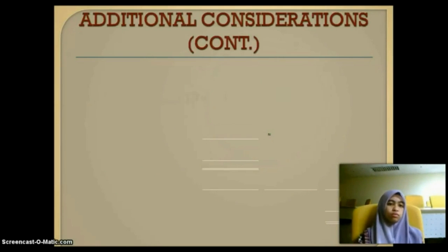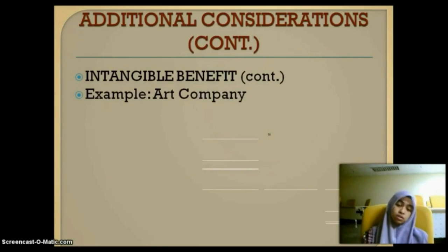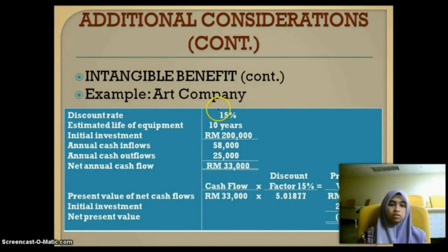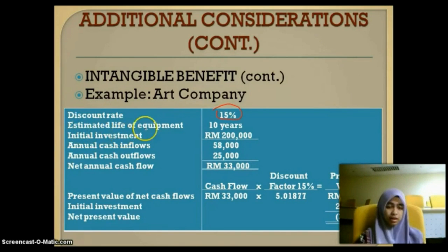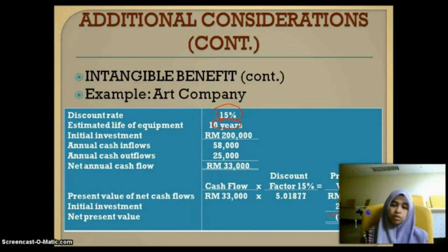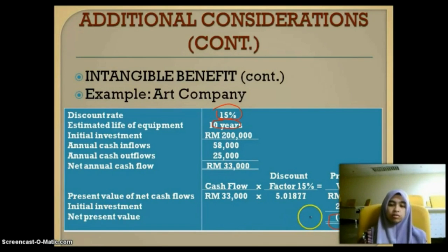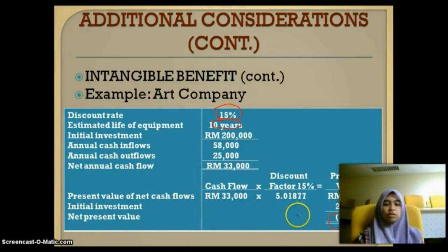Let's take a look at an example of these intangible benefits, which is from the art company. This art company has a discount rate of 15% and an estimated life of 10 years. Here we see that the NPV is negative. So from what we have known, this negative amount can result in the rejecting of the proposal.